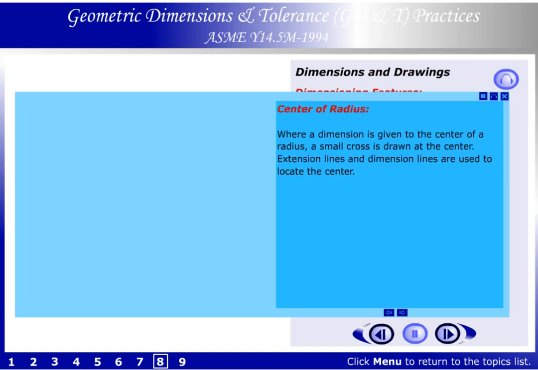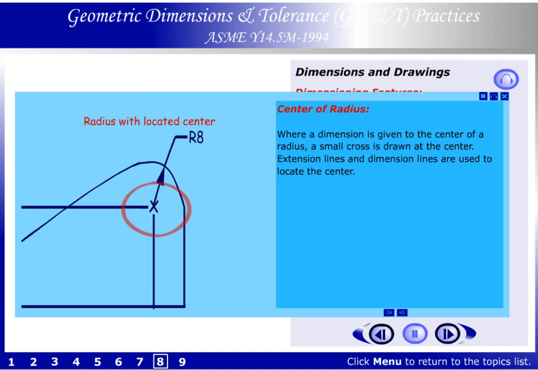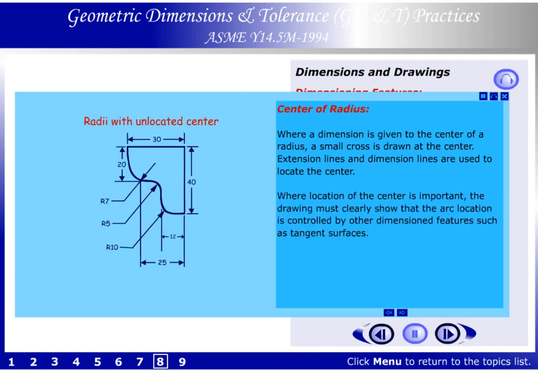Center of radius. Where a dimension is given to the center of a radius, a small cross is drawn at the center. Extension lines and dimension lines are used to locate the center. Where location of the center is important, the drawing must clearly show that the arc location is controlled by other dimensioned features such as tangent surfaces.